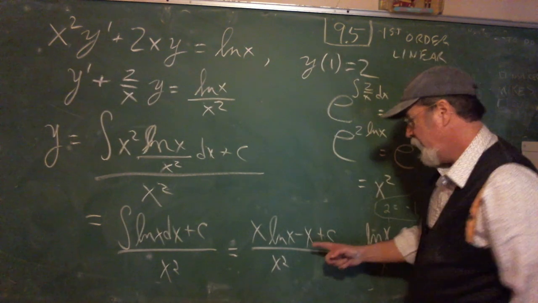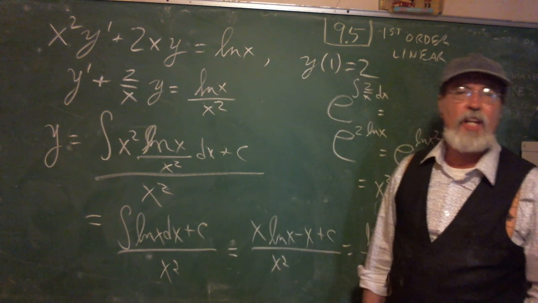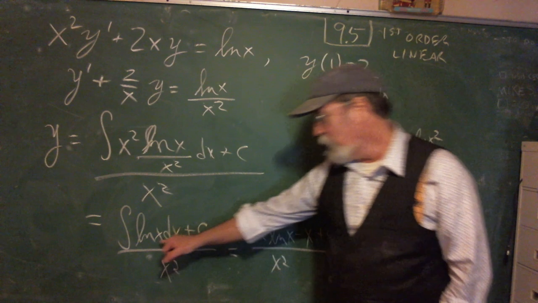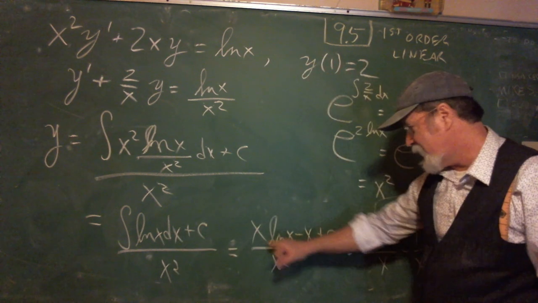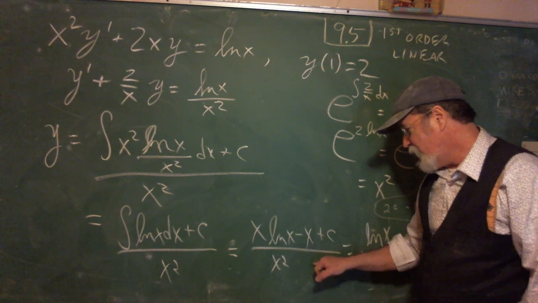So you can do that. That's an integration by parts. In fact, it's either the first or second integration by parts we ever did. I remember it. The integral of natural log of x is x natural log of x minus x. Then plus c. Everybody's divided by x squared.